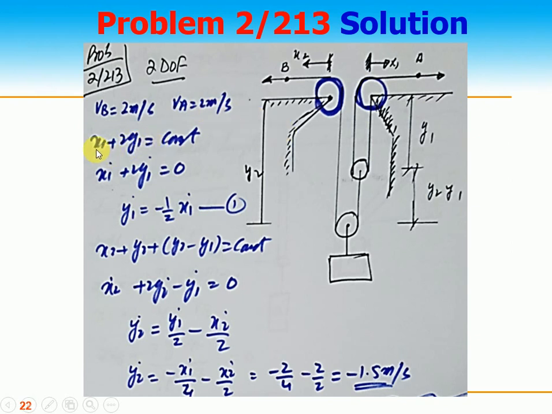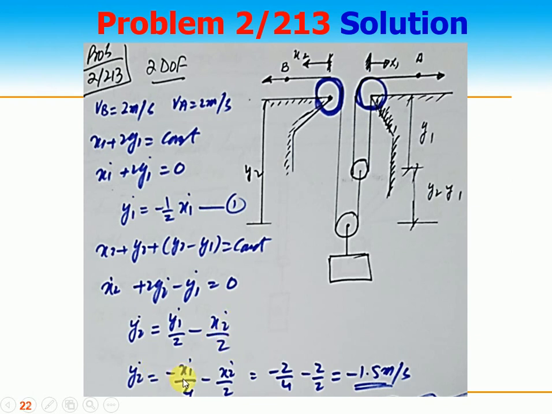So let's write the equation. One equation is very simple. Write the x1. For this rope, the movement is x1 plus 2y1 is equal to constant. x1 dot plus 2y1 dot is equal to 0. y1 dot is equal to minus half x1 dot. This is the first equation, equation number 1. Now for this rope, it's x2 plus y2 plus this rope, which is y2 minus y1. So x2 dot plus 2y2 dot minus y1 dot is equal to 0. So y2 dot is equal to y1 dot by 2 minus x2 dot by 2.